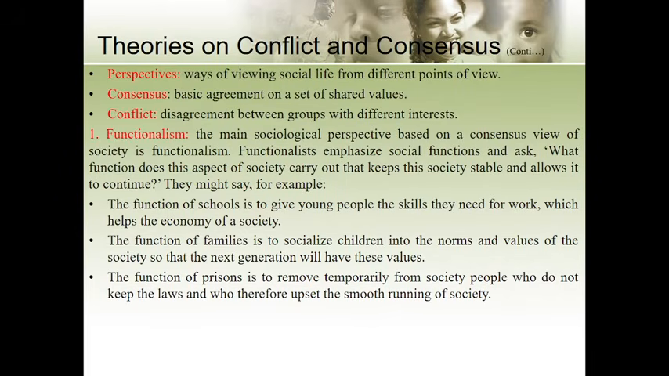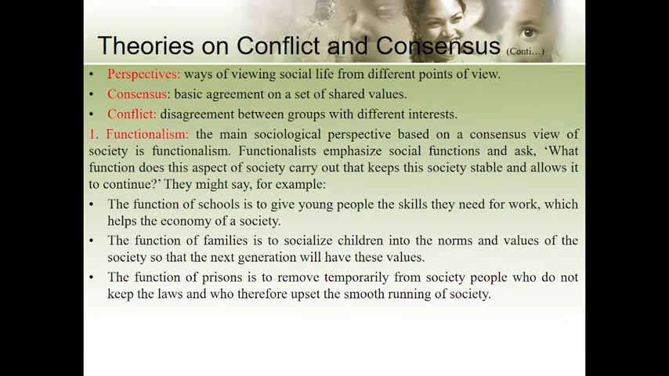So the next topic is the theories on conflict and consensus, or how different theories on conflict and consensus create alternative sociological perspectives. There are basically three different terms we are talking about: perspective, consensus, and conflict. So what does perspective mean? Perspective is the way of viewing social life from a different point of view. This is known as perspective.